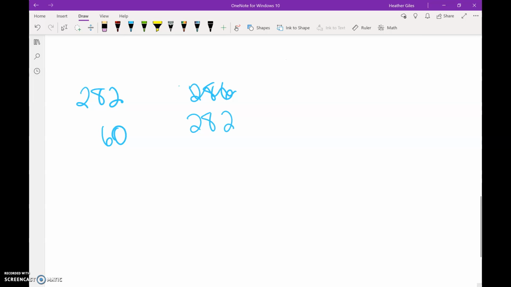282 divided by 60. Let's see, how many times does 6 go into 28? 6 goes into 28 4 times. So 60 is going to go into 282 4 times, which gives me 240. If I subtract, 2 minus 0 is 2, 8 minus 4 is 4, and 2 minus 2 is 0.